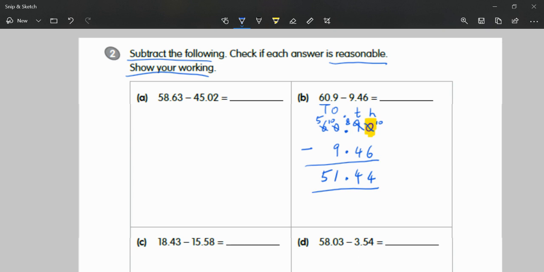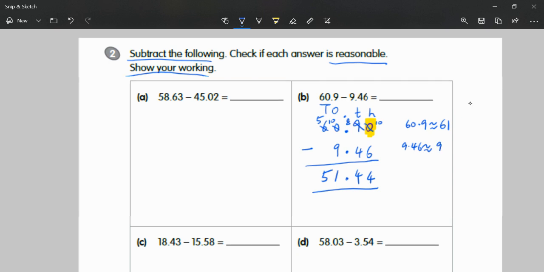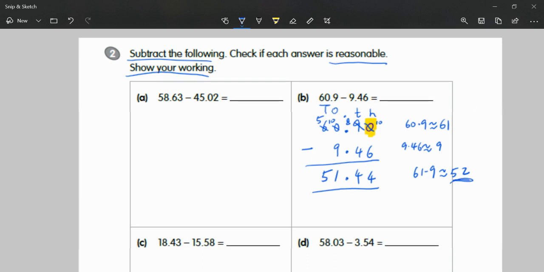Okay? Now, what Ryan is saying is that I can do an approximation. I already learned rounding, so I can do it to the nearest whole number. And 9.46 is around 9. So 61 minus 9 will be about, or even I can round it to 10, because it's an estimation. So it's about 52. Is that correct? It looks close to 52, so it's reasonable.